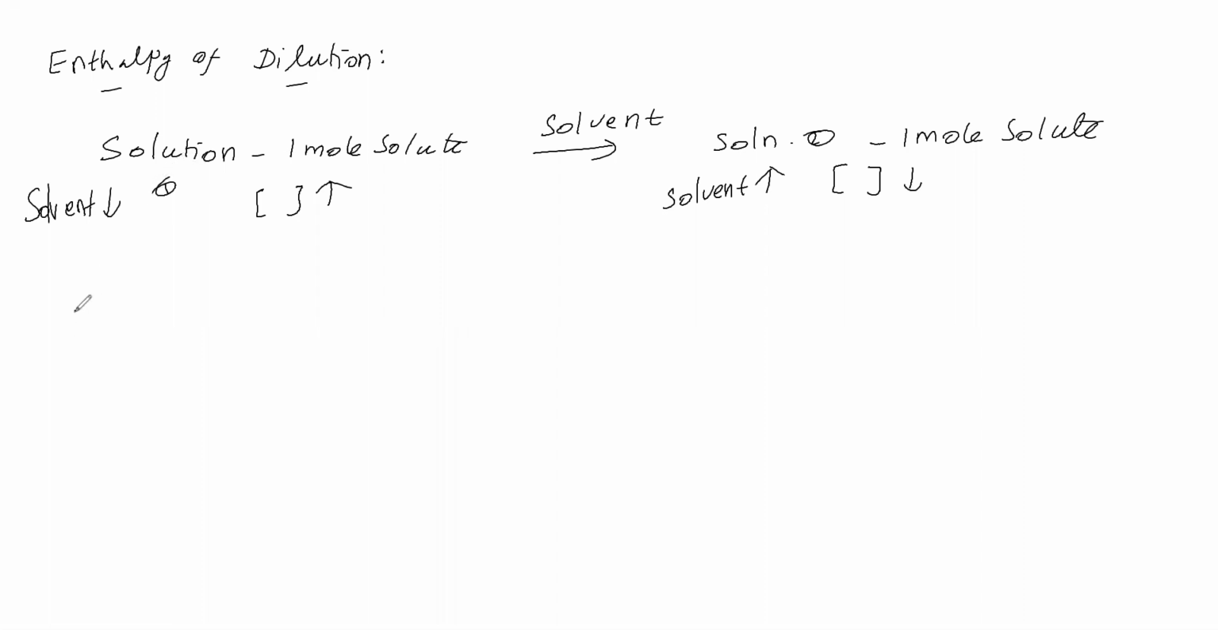Now we will take a solution. This solution contains 1 mole of HCl and 40 moles of water. Okay, this is the solution. In this solution, 1 mole of HCl is present and 40 moles of water is present. We are adding an excess of solvent, so we are getting a new solution.